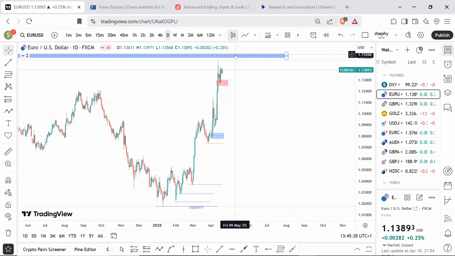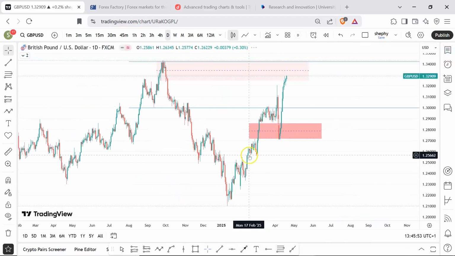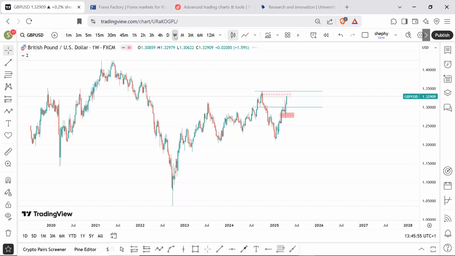That is to say, if the dollar index will not give us a turnaround at that key monthly zone where it's currently testing presently. So let's look at GU. And let me go to the weekly chart.